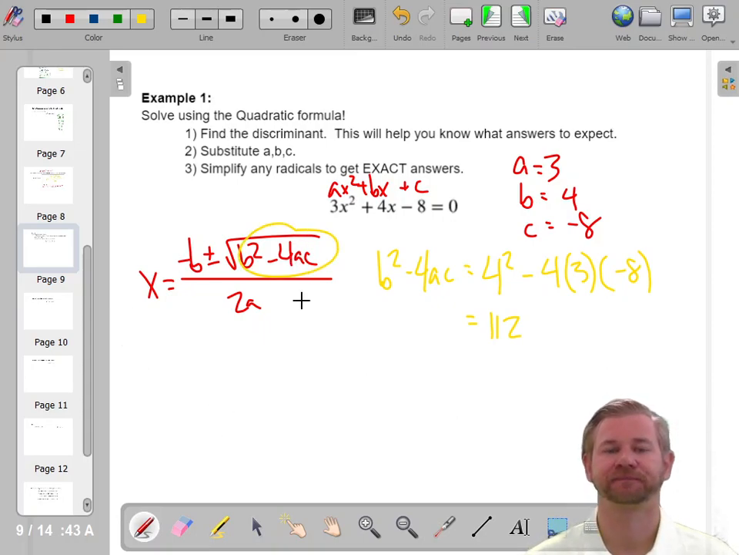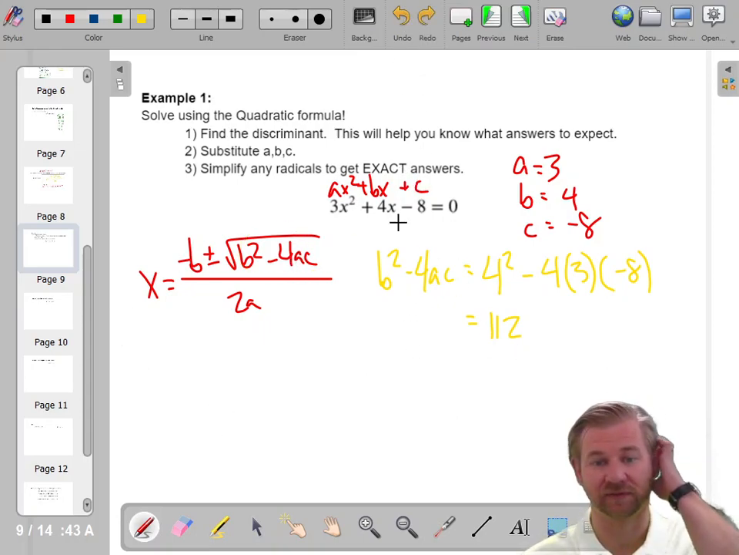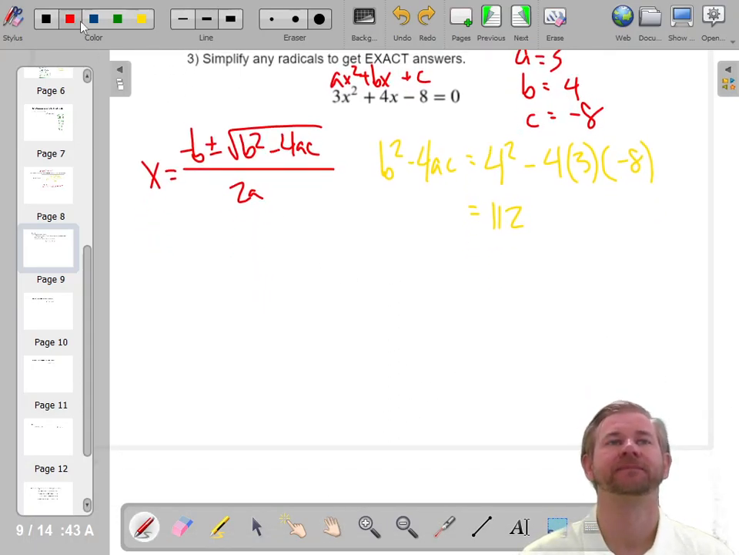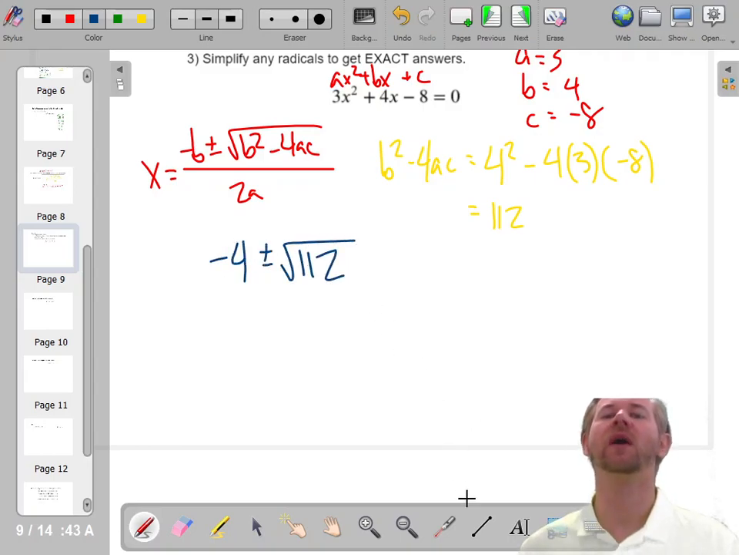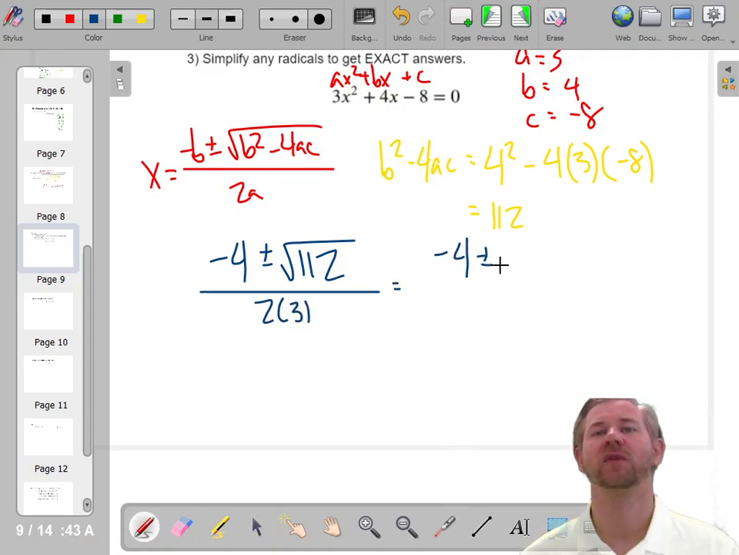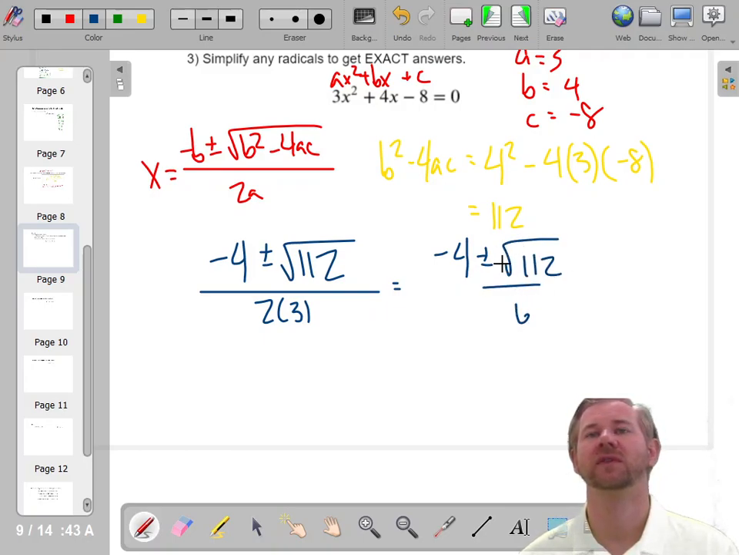That's this part. And I'm going to come back to the radical stuff for today. We're just going to leave it as 112. But here's what you're going to do. Plug it in. The opposite of b, the opposite of 4, is negative 4, plus or minus the square root of 112 over 2a, 2 times 3. Now be careful. Negative 4 plus or minus the square root of 112 over 6.